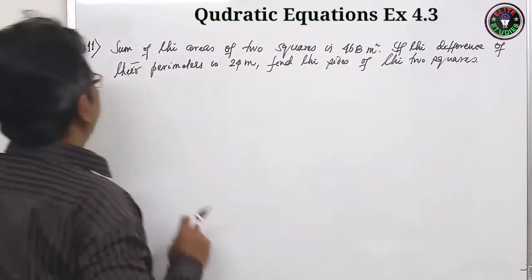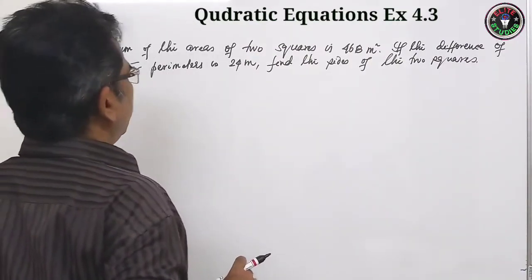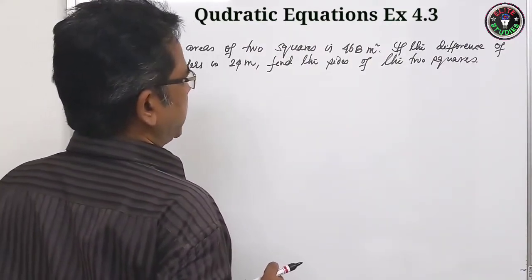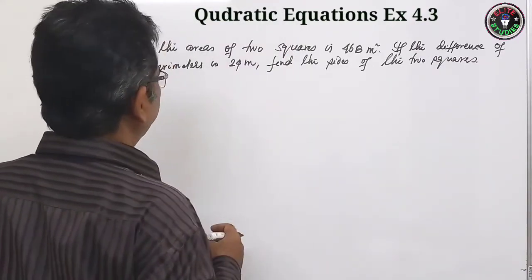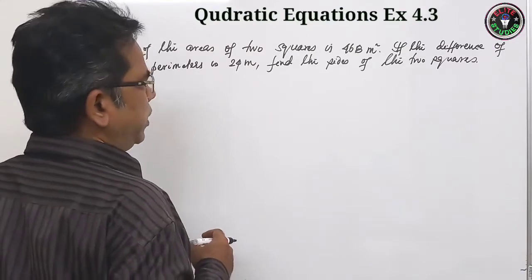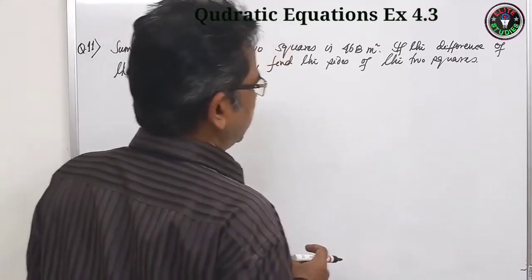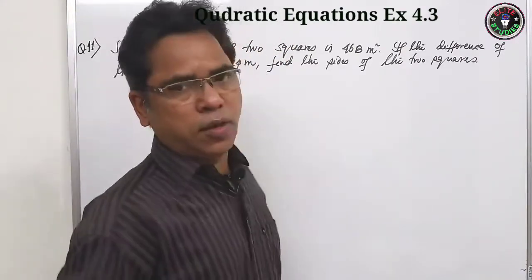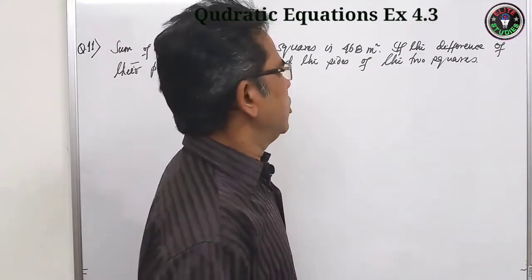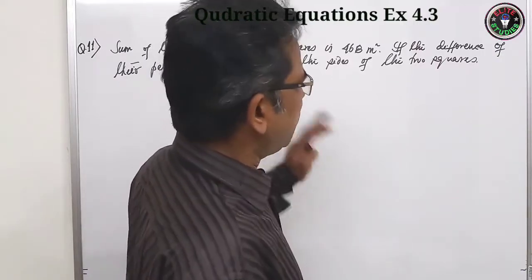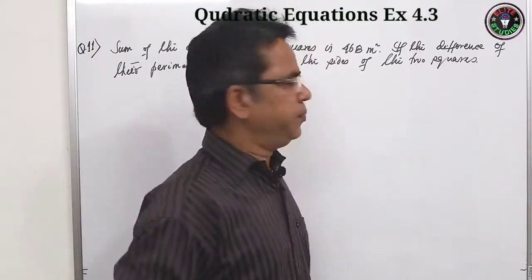Now let us do question number 11. The sum of the areas of two squares is 468 meters square. If the difference of their perimeters is 24 meters, find the sides of the two squares. Such types of questions are called area problems, or you can say mensuration problems. This type of question is a bit easy.